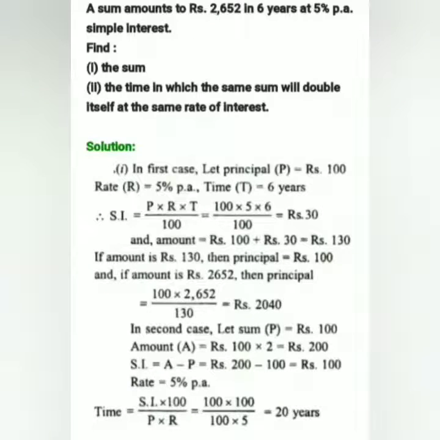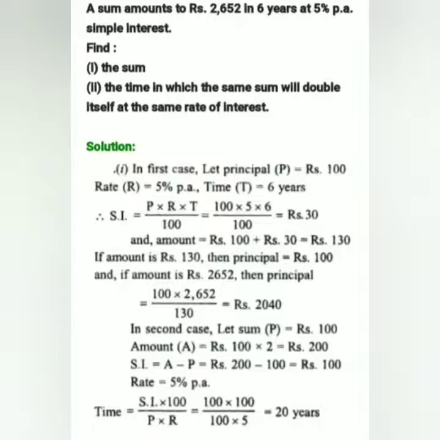Question 3. A sum amounts to rupees 2,652 in 6 years at 5% per annum simple interest. Find the sum. And in the second part, we have to find out the time in which the same sum will double itself at the same rate of interest. So first of all, we'll be assuming the principal to be 100 rupees. Rate is 5% and the time duration is 6 years. Here we'll be finding out simple interest by using the formula P into R into T upon 100.